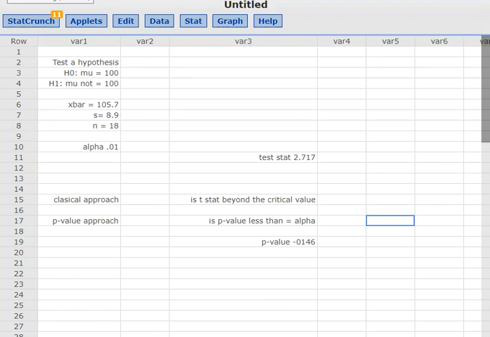Please run this again if you want to refresh your memory on how to find these values.